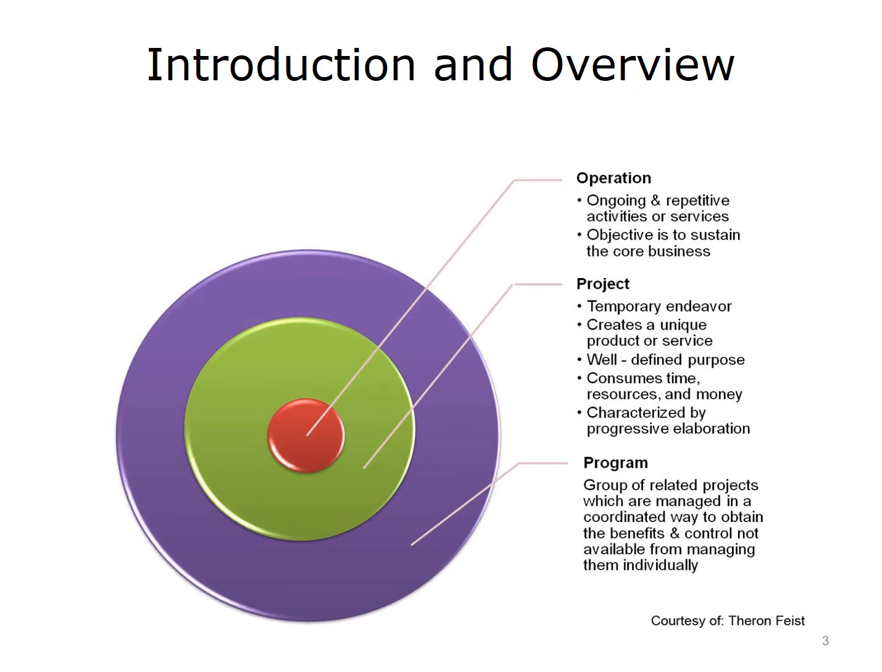Finally, a program is a group of related projects that are managed in a coordinated way to obtain the benefits and control not available for managing them individually. As indicated on the slide, an operation is the smallest level shown within the bullseye. As we work outward in the bullseye, we see projects, and then containing both other areas, the program.